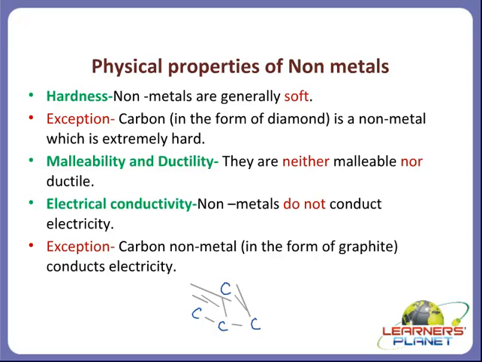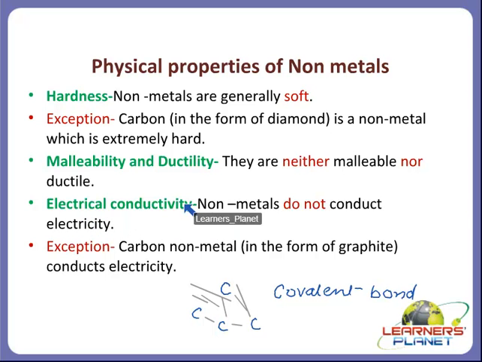There are 1, 2, 3, 4 carbon atoms, and what type of bond is here, children? The bond between carbon atoms is a covalent bond, and it's a very strong bond. That is why diamond is the only non-metal which is extremely hard. Malleability and ductility: they are neither malleable nor ductile. Right? You can't make ornaments or foils out of non-metals, even if it is solid.